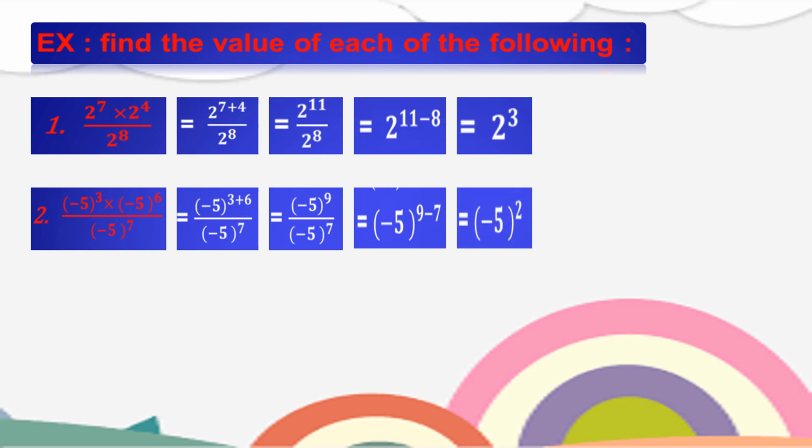Now I have an even power and the base is negative. What do I do with this? Yes, if I have an even power, the result is positive. So this is equal 5 to the power 2.